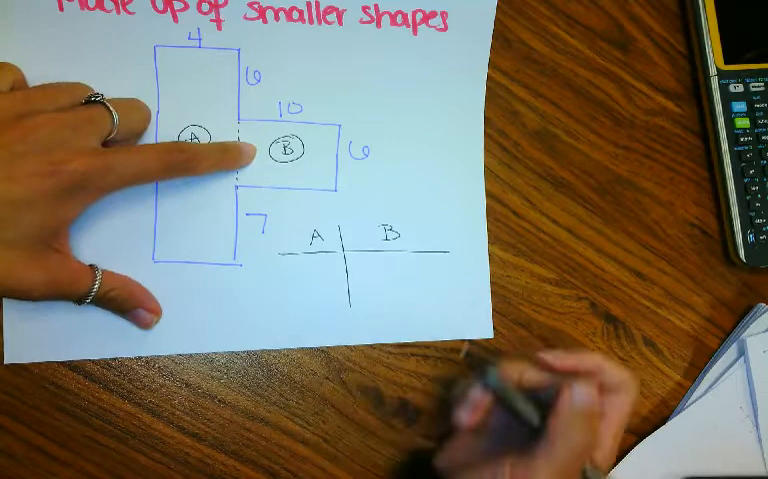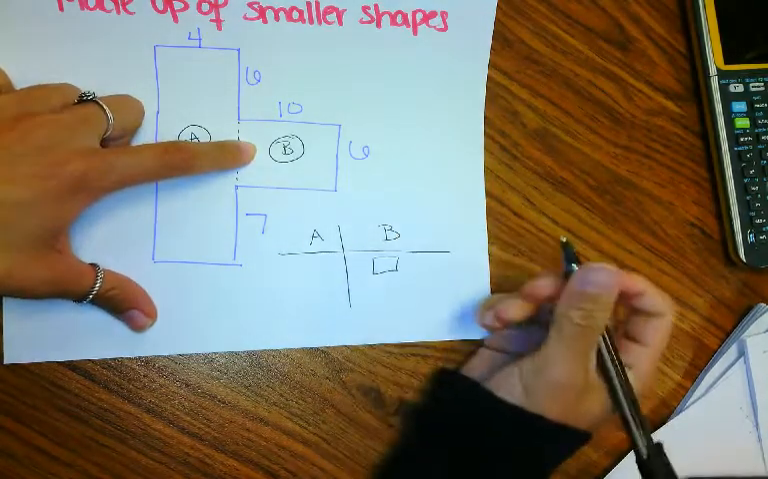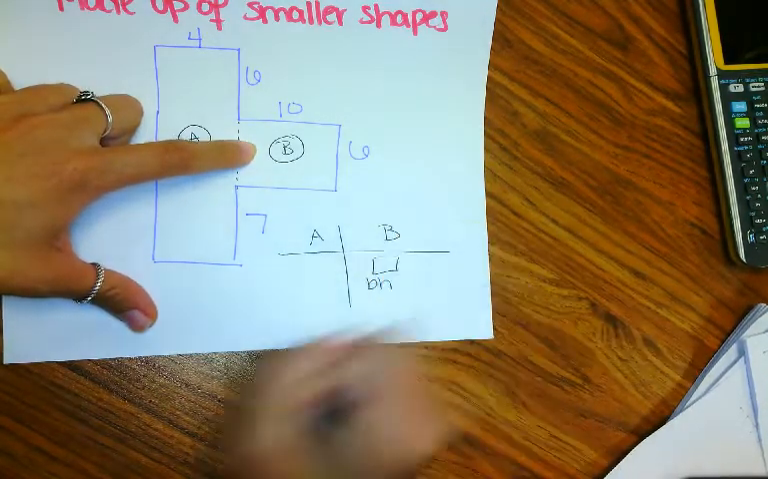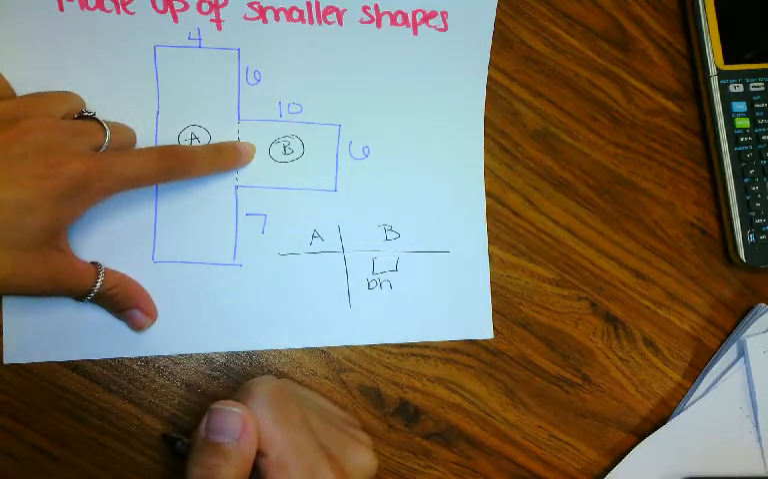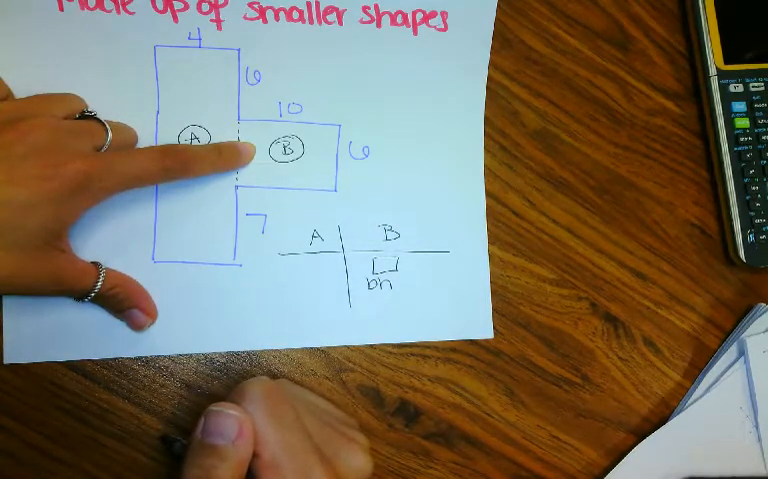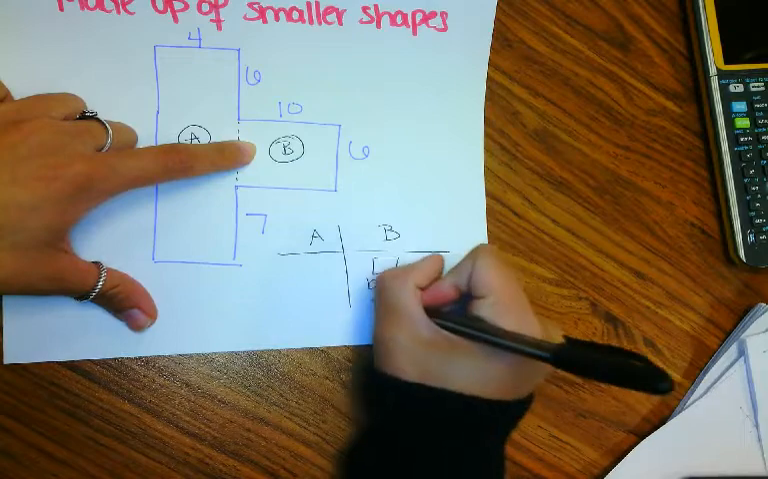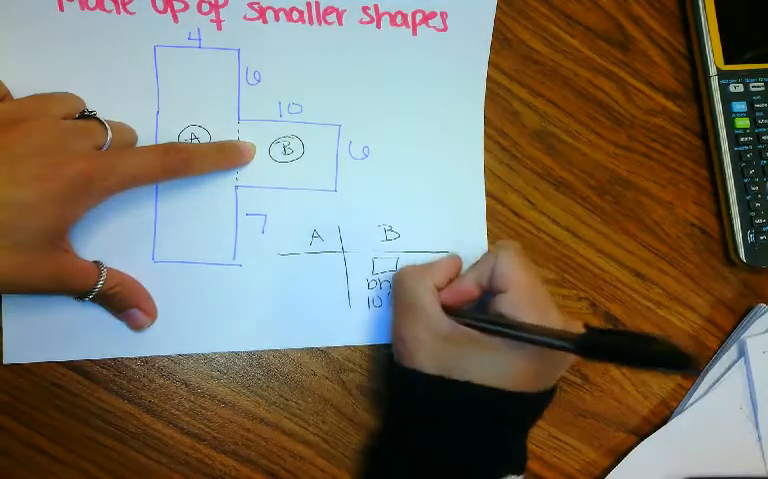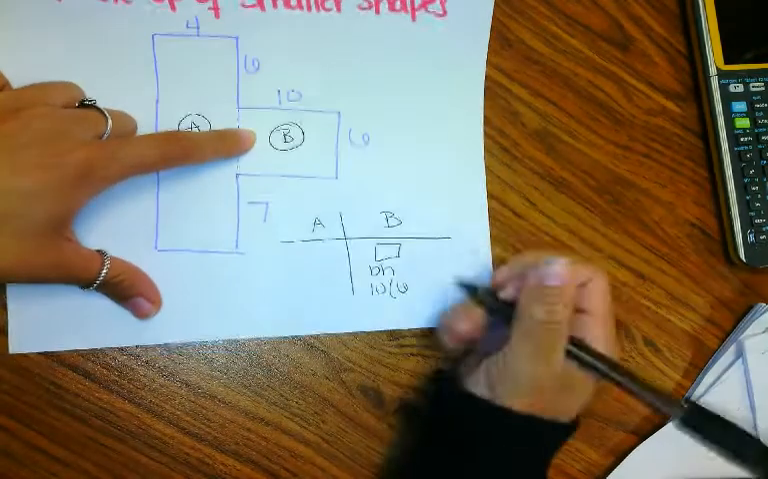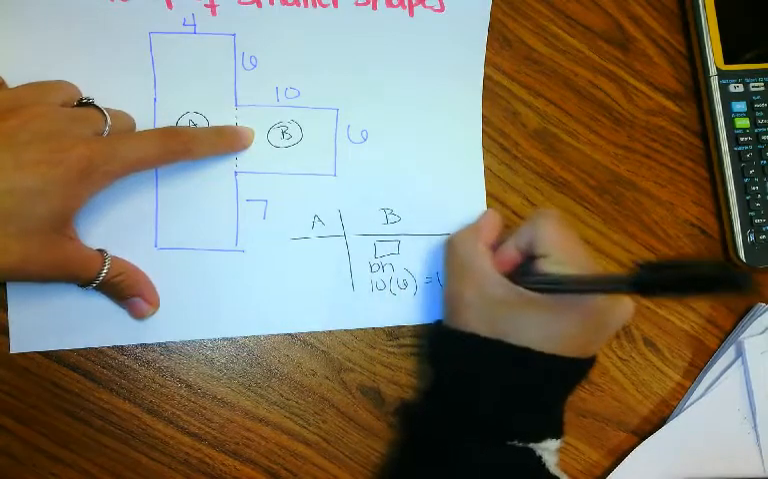For B, this is a rectangle. The formula is base times height. Please use your formula chart, don't try to memorize it. Don't just sit there and try to think about it. Take out your formula chart, the gold one that I gave you a while ago, and use that. So we have base times height. The base is 10 and the height is 6. 10 times 6 equals 60.